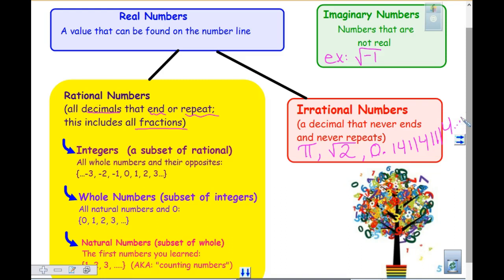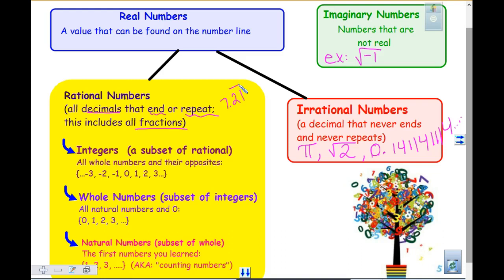Someone says, yeah, but it repeats. No, it's a pattern, but it doesn't repeat. Because I have a 1 and a 4, then I have 2 1s and a 4, then I have 3 1s and a 4. There is a pattern, but it doesn't repeat. When we talk about a repeating decimal, that is like 7.21, where we get 21, 21, 21, 21 on our calculator. Okay. Questions?